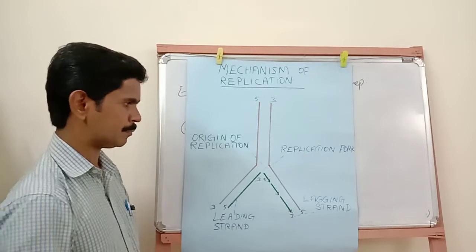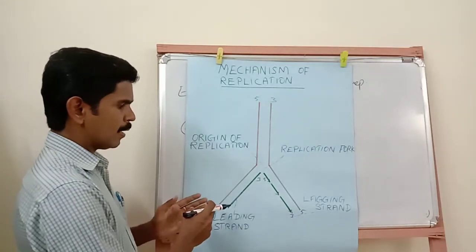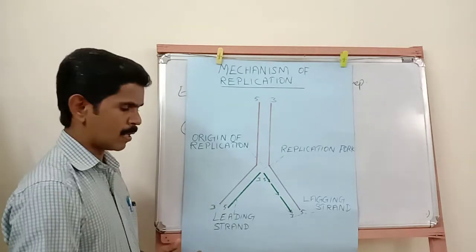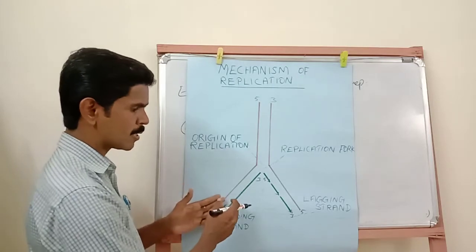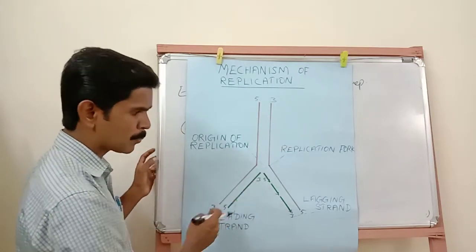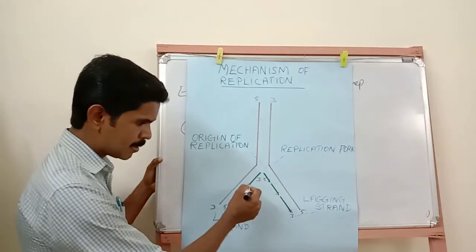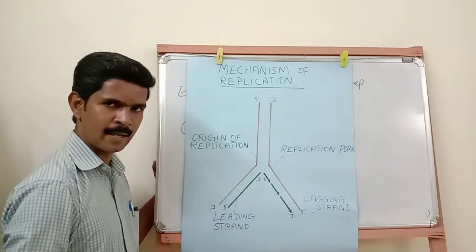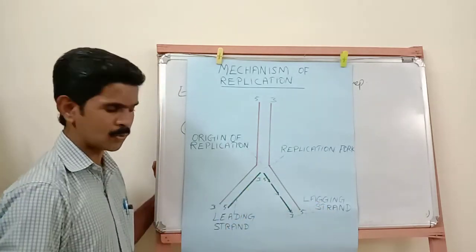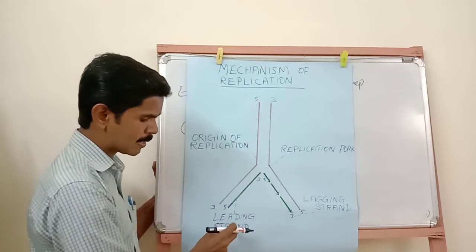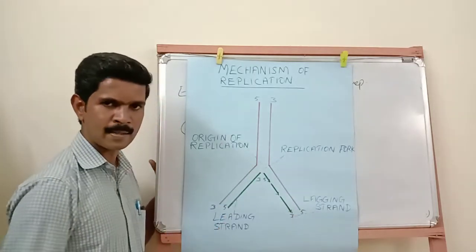Hope you understood that. Next point about this DNA: here, 2 strands are newly produced during the replication process. One strand is called the leading strand, and the second strand is called the lagging strand. So of the newly formed strands, this one is the leading strand and this one is the lagging strand.